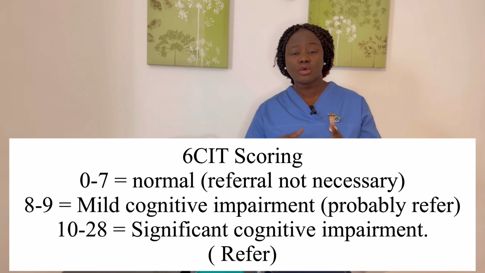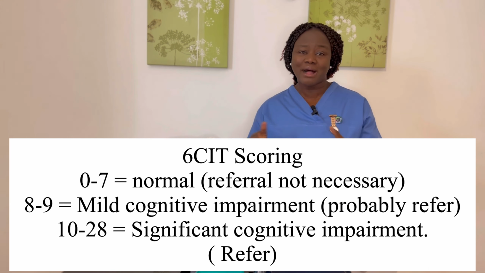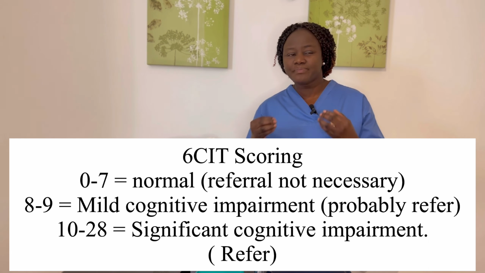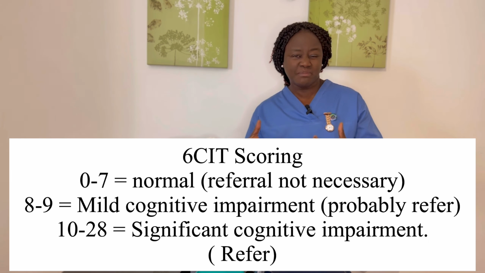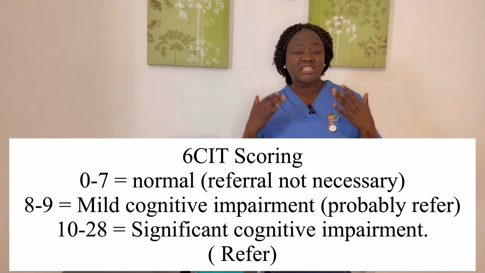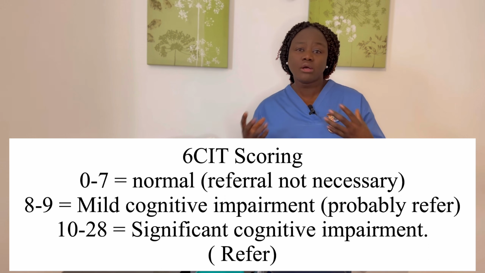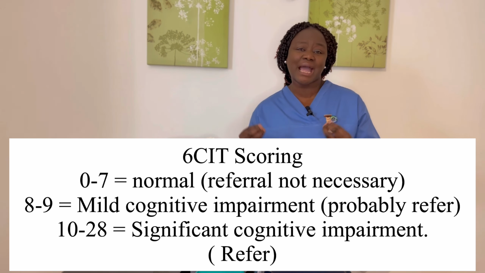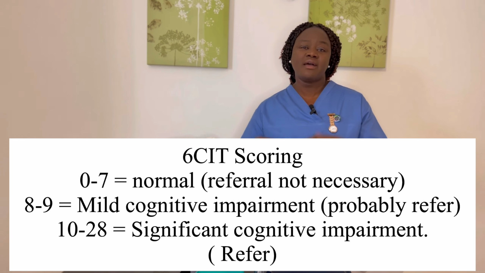So whatever the score, 0 to 7, it's normal. It doesn't call for concern. And 8 to 9 is suggestive of a mild form of dementia. And 10 and above calls for a serious investigation. It's a significant form of dementia. And of course, they can be referred to the dementia nurse and community GP for further plan of care and needed investigations.